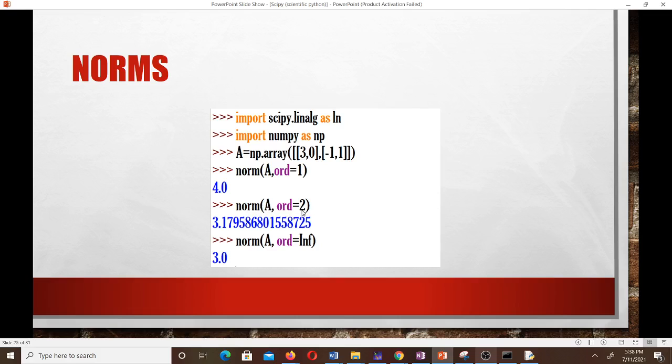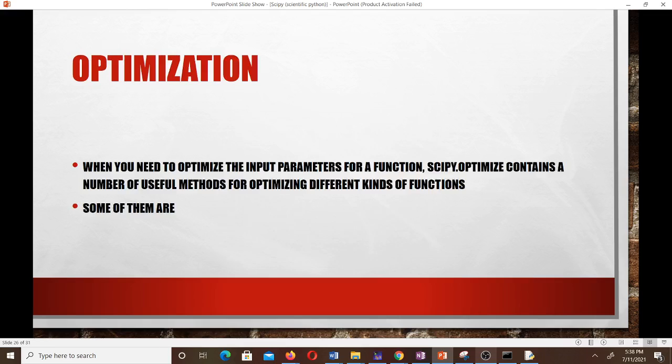If we set ord to be 2, it will find the 2 norm for us, or a Frobenius norm, which is 3.1795. And if we do the norm of A with ord equals infinity, it gives us the infinity norm. So that's how to find norms in Python using SciPy.